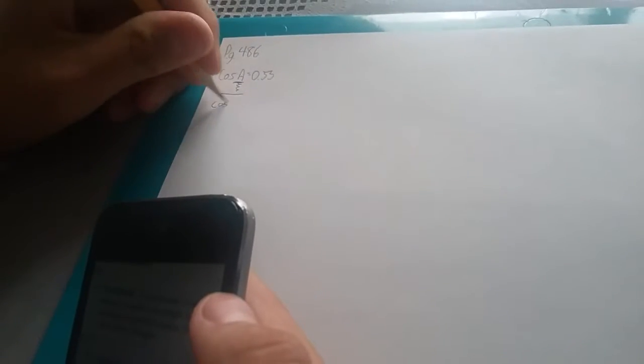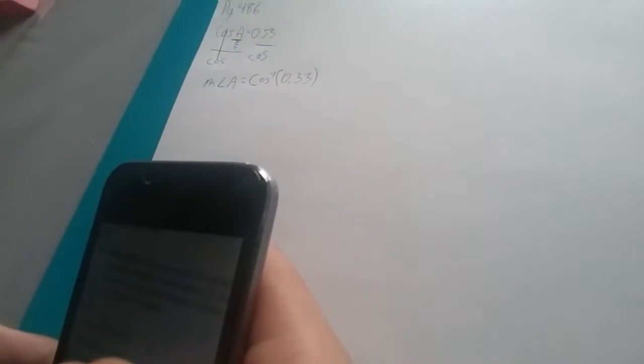Alright, here on page 486, the question is to solve for A, which means we're trying to get angle A alone. In order to do that, however, we need to do inverse cosine on both sides. So if you take cosine inverse of both sides, that's going to be the measure of angle A is equal to cosine negative 1 of 0.33. And in order to find that, you're going to need a calculator.